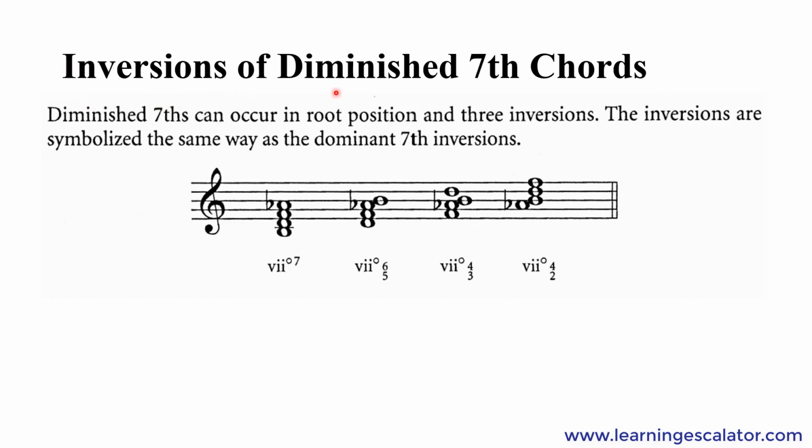Inversions of diminished seventh chords. Diminished sevenths can occur in root position and three inversions. The inversions are symbolized the same way as dominant seventh inversions. So it's VIIO7, VII6-5, VII4-3, and VII4-2.